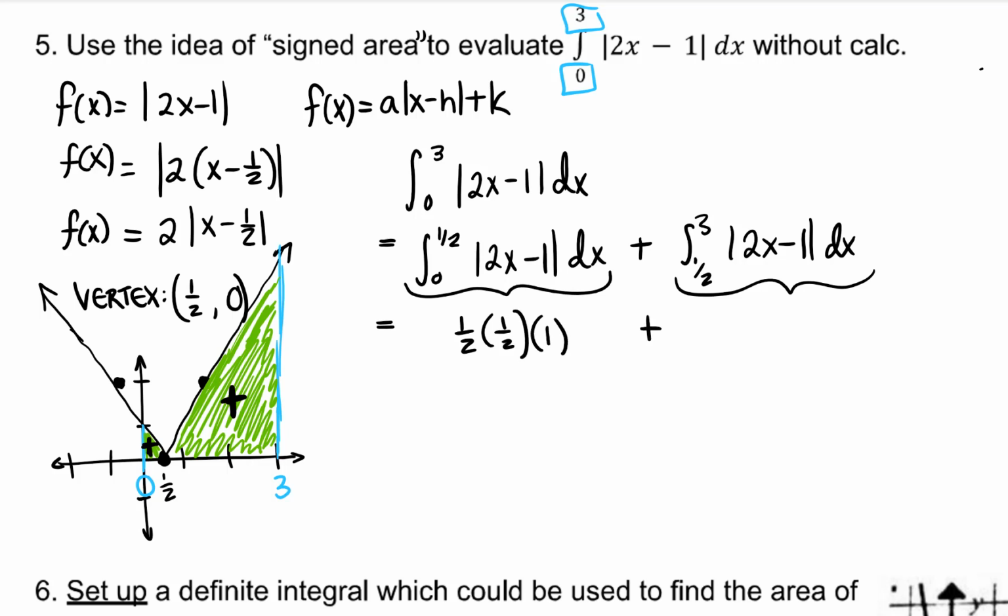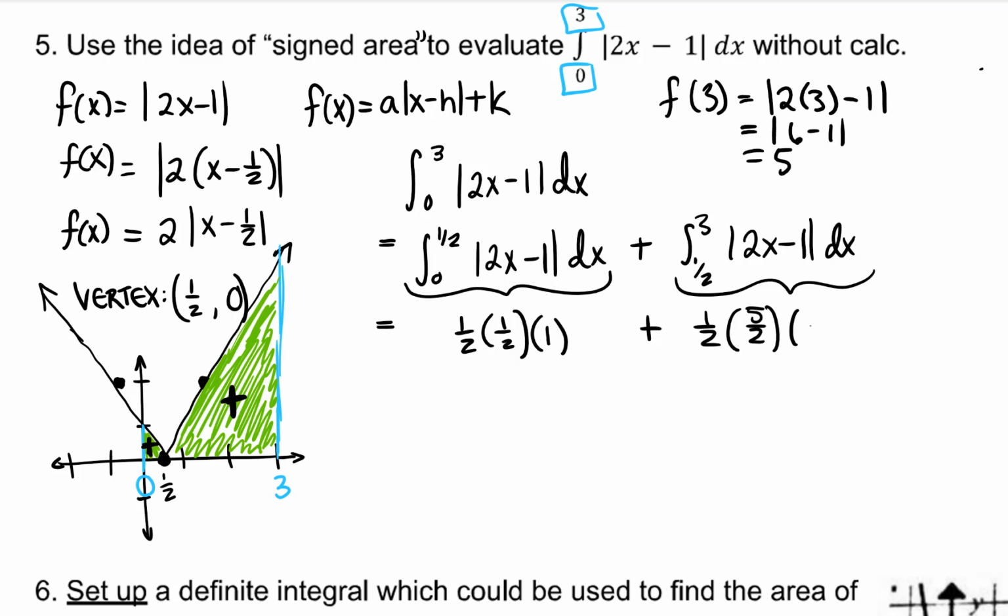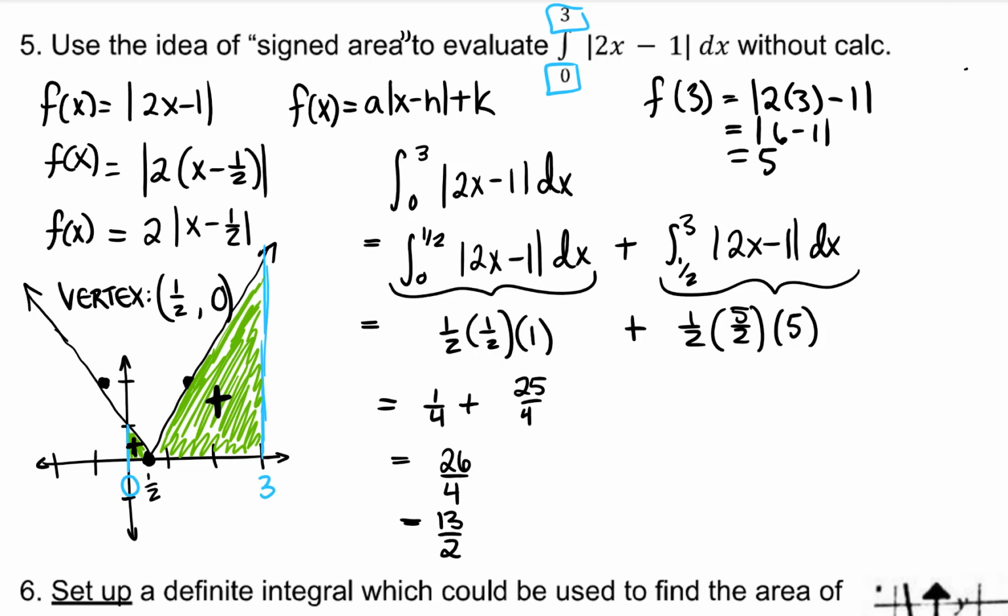For my much bigger triangle, the base is 2.5, so 5/2, and the height is, when x is 3, what is our y value? That would be 5. (13/2), meaning the areas between the curve and the x-axis.